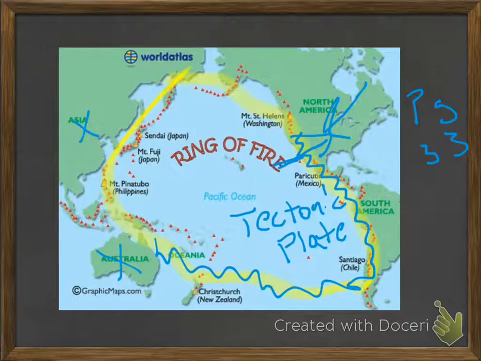What is the Earth made of? Page 34. To understand the forces that shape Earth, you must study Earth's structure. A sphere of very hot metal at the center of the Earth.